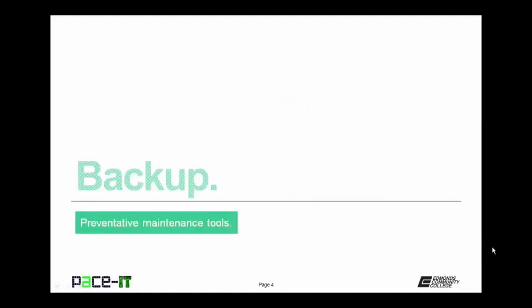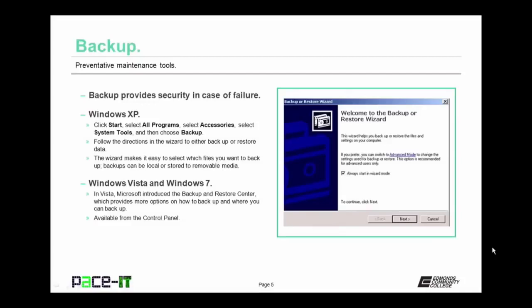We're going to begin by talking about backup. Now, the Windows Backup utility provides security in case of disk failure. It can back up your operating system and your hard drives. Now, for Windows XP, the way that you get to the backup function is you click Start, then All Programs, then Accessories, then System Tools, then Backup. And you follow the directions in the wizard from there.